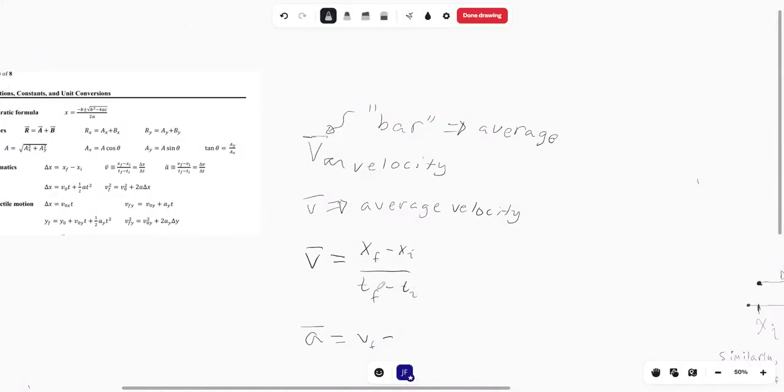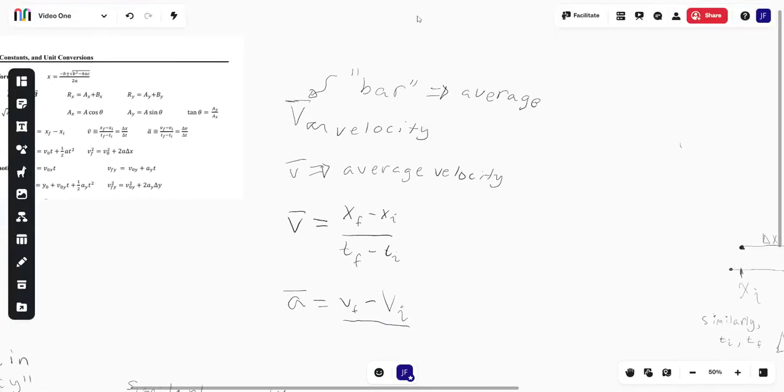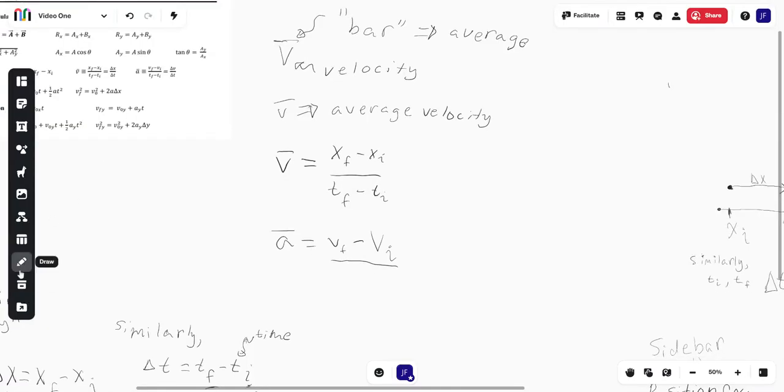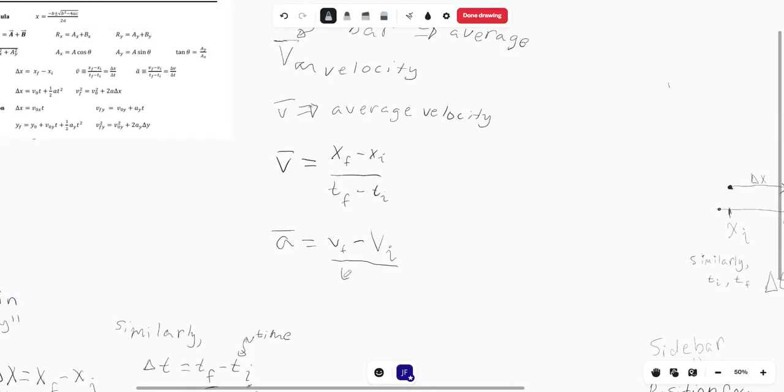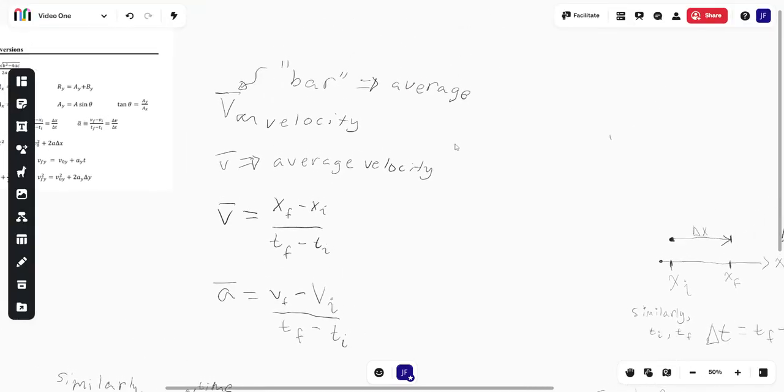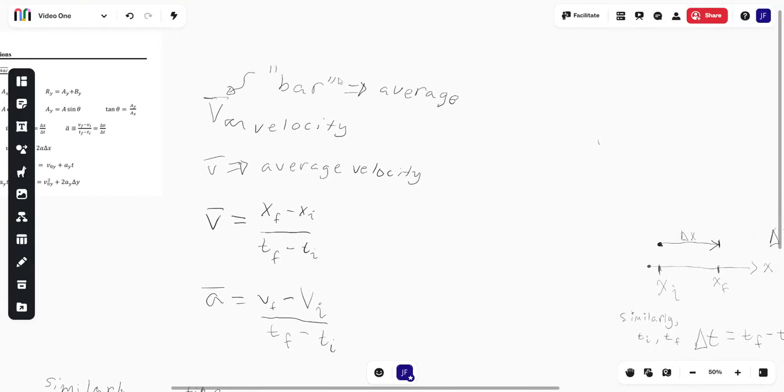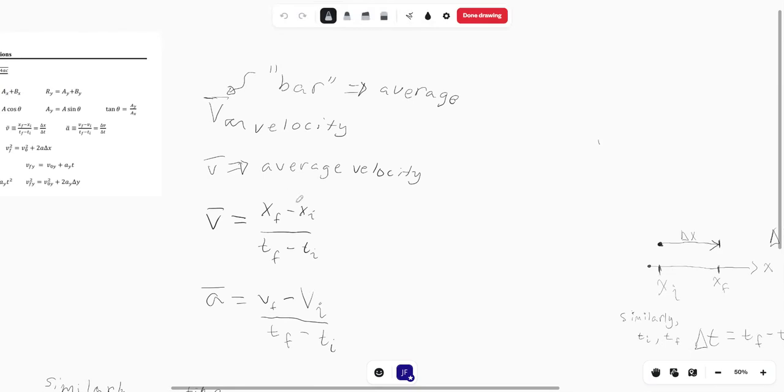In a minute here, I'm going to discuss how this A and this V are related, A being acceleration. I'm not sure if I said that yet. You can kind of get a sneak peek of my planning on the right there. But yeah, let's break down these formulas right here real quick.